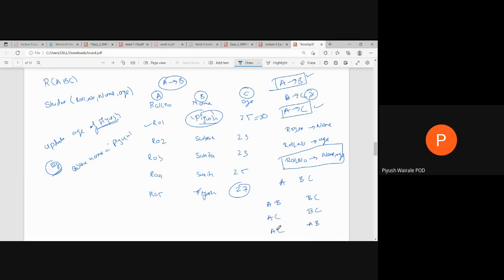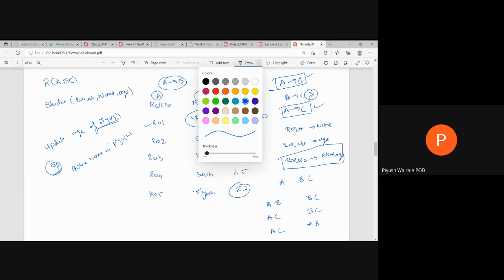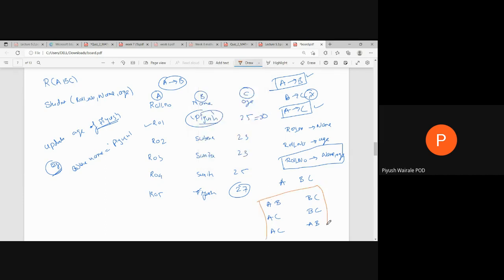Now what are the possible combinations? AB and BC, AB and AC, or BC and AC. Tell me which one is the possible combination for a decomposition out of these three. Students answer: the third one, AC. So why the third one?